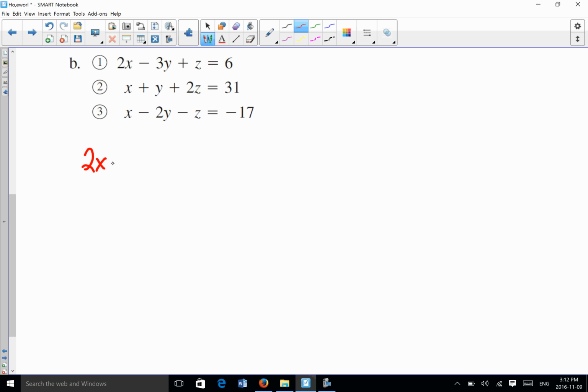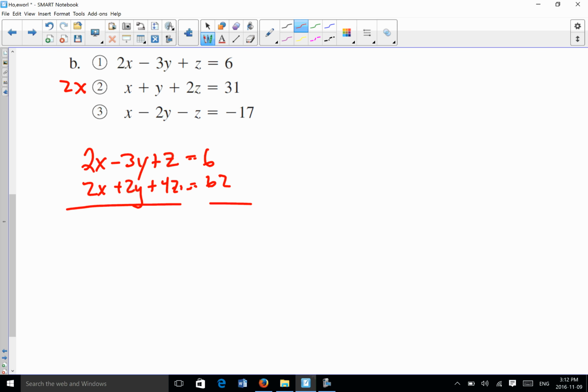So I got 2x minus 3y plus z equals 6. And if I times this one by 2, I'll get 2x plus 2y plus 4z equals, and we've got a big number here, 62. Okay, x's are the same. We're going to subtract. So we get negative 5y. Z minus 4z would be negative 3z. And 6 minus 62, that's negative 56. Okay, so I'm going down to 2 variables. But can't solve 2 variables, 1 equation.